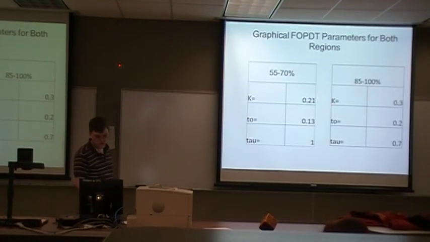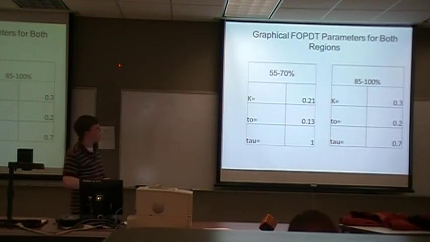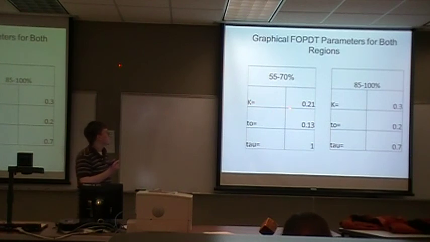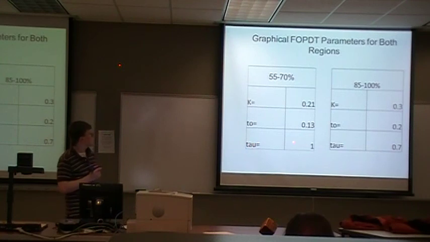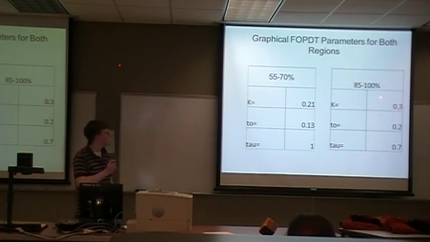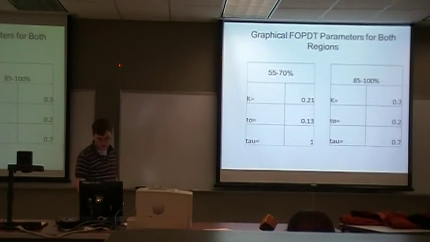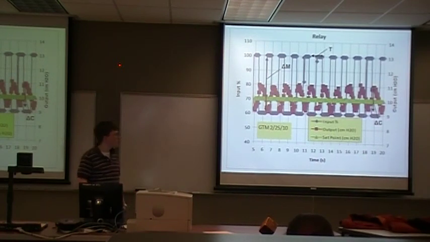And here are our graphical FOPDT parameters for both regions. K is 0.21 percent per centimeter H2O, 0.13 seconds for T naught, and 1 for tau. I think that's supposed to be 0.2 for tau right there. For 85 to 100%, K is 0.3 percent per centimeter H2O, T naught is 0.2 seconds, and tau is 0.7 seconds. And those are the accurate model T0, K, and tau values. Garrett will talk about the relay.